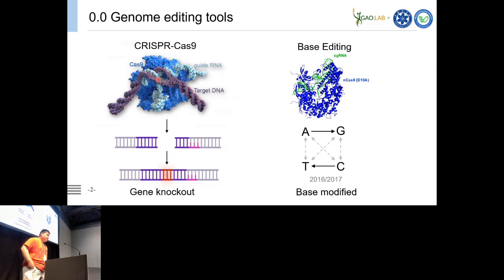In short, genome editing uses targeted nucleases like CRISPR-Cas9 to precisely modify DNA. By combining these nucleases with deaminases, base editors were created, tools that allow us to change a single DNA base with high precision.